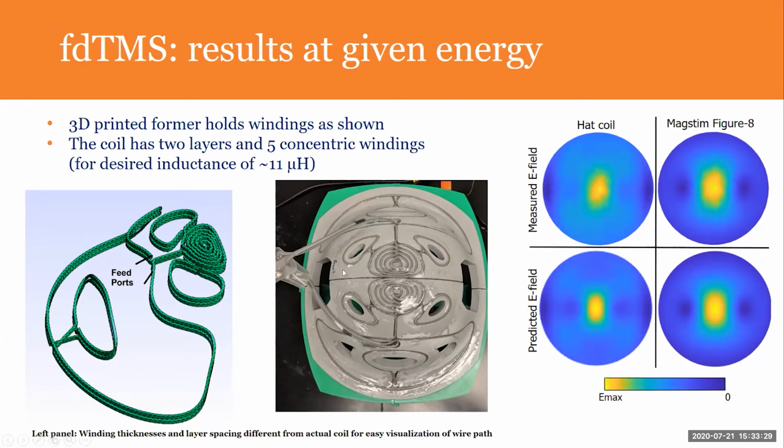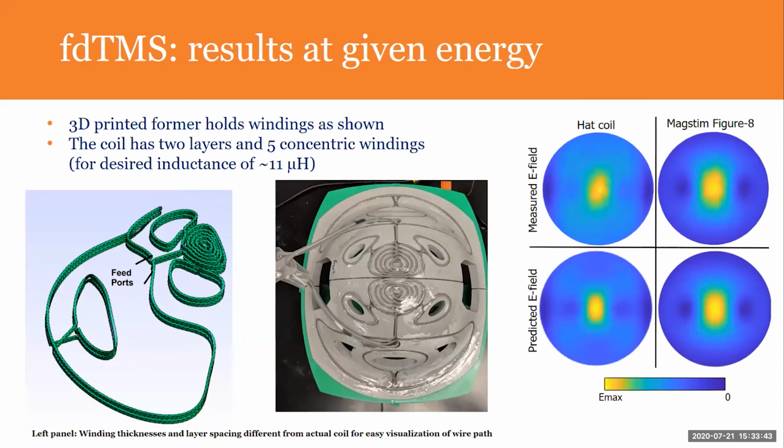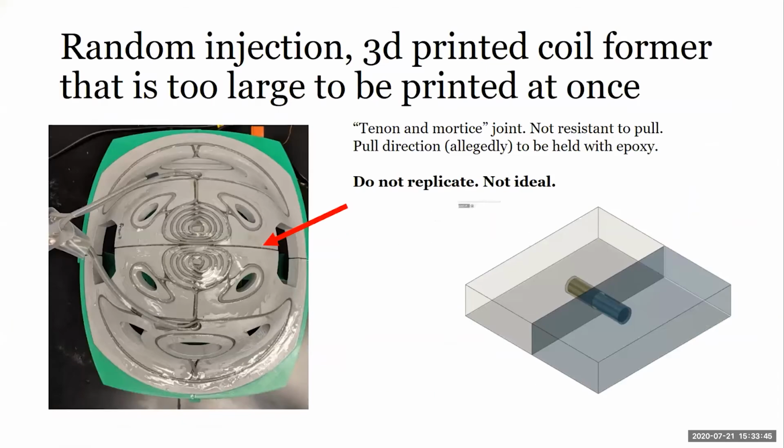And then into printing coil formers, this is just the PLA printed coil former. It indeed works structurally. We have also tested it, but it was too large to be printed in one piece, which is also something that was discussed. And to that, I'll come to the next extra slides to show that. We just glued 2 halves together. That doesn't work, and we wouldn't recommend that. So tenon and mortise joint, which is not resistant to pulling, but pulling is with glue, is not ideal.